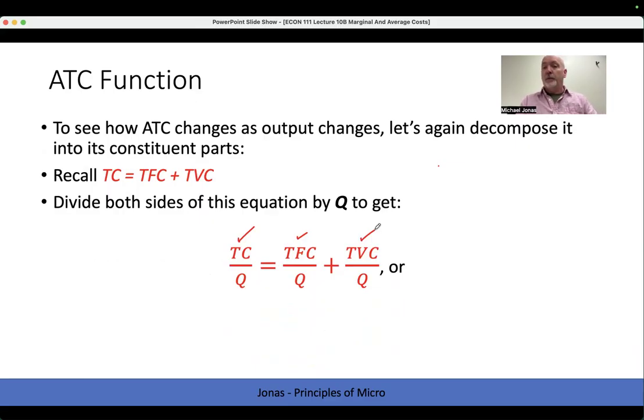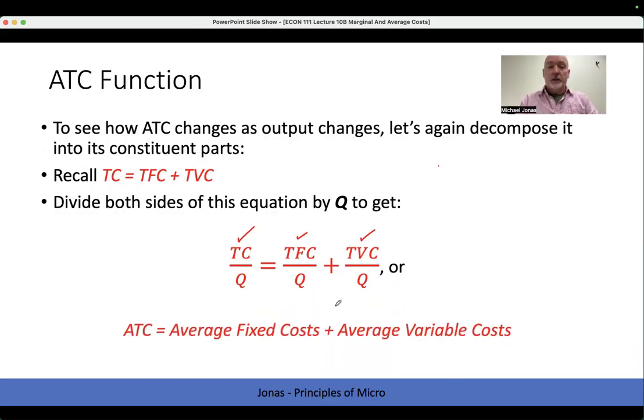TVC over Q will be our average variable cost. And if we add those two up, average fixed plus average variable, that'll give us our average total cost, our ATC. So what this allows us to do is to see how each of these components behave as output goes up and down, add those behaviors together, and we'll get the ultimate average total cost function.